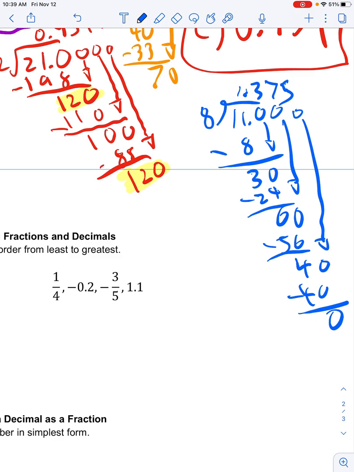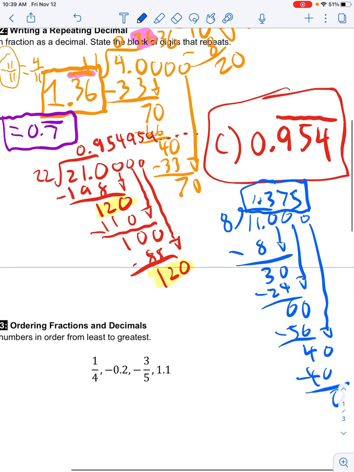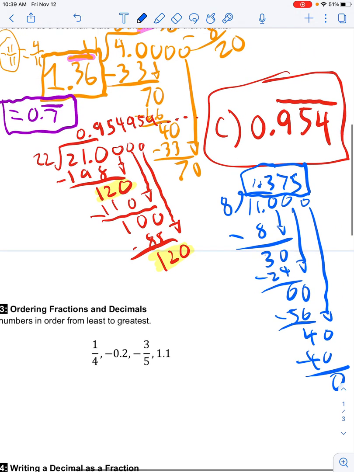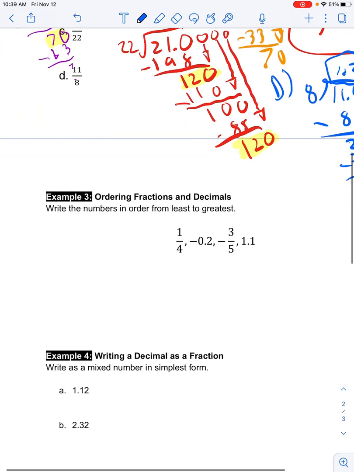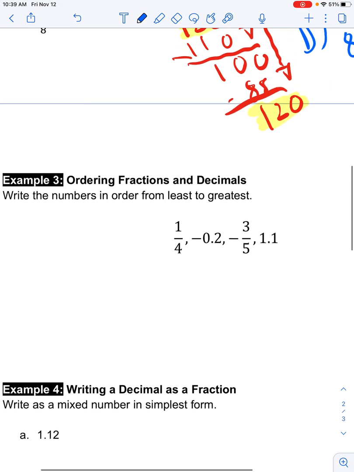How many times does 8 go into 40? 5 times. We'll get a remainder of 0. So this is a terminating decimal. It just stops. There's no numbers that repeat. It's a terminating decimal.